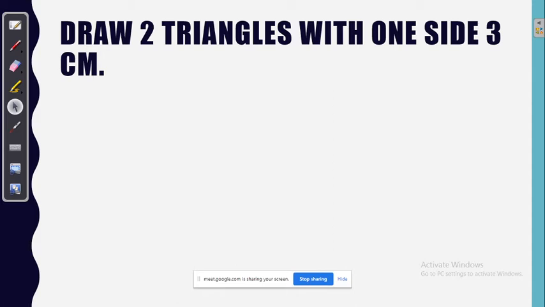Now quickly take your notebooks and draw two triangles. And there is one condition. One side of the triangle should be 3 centimeter. That's the only condition. Quickly draw two triangles. Each of these triangles should have one side 3 centimeter. Okay, quickly draw, and tell me when you finish. So I will give you 2 minutes.